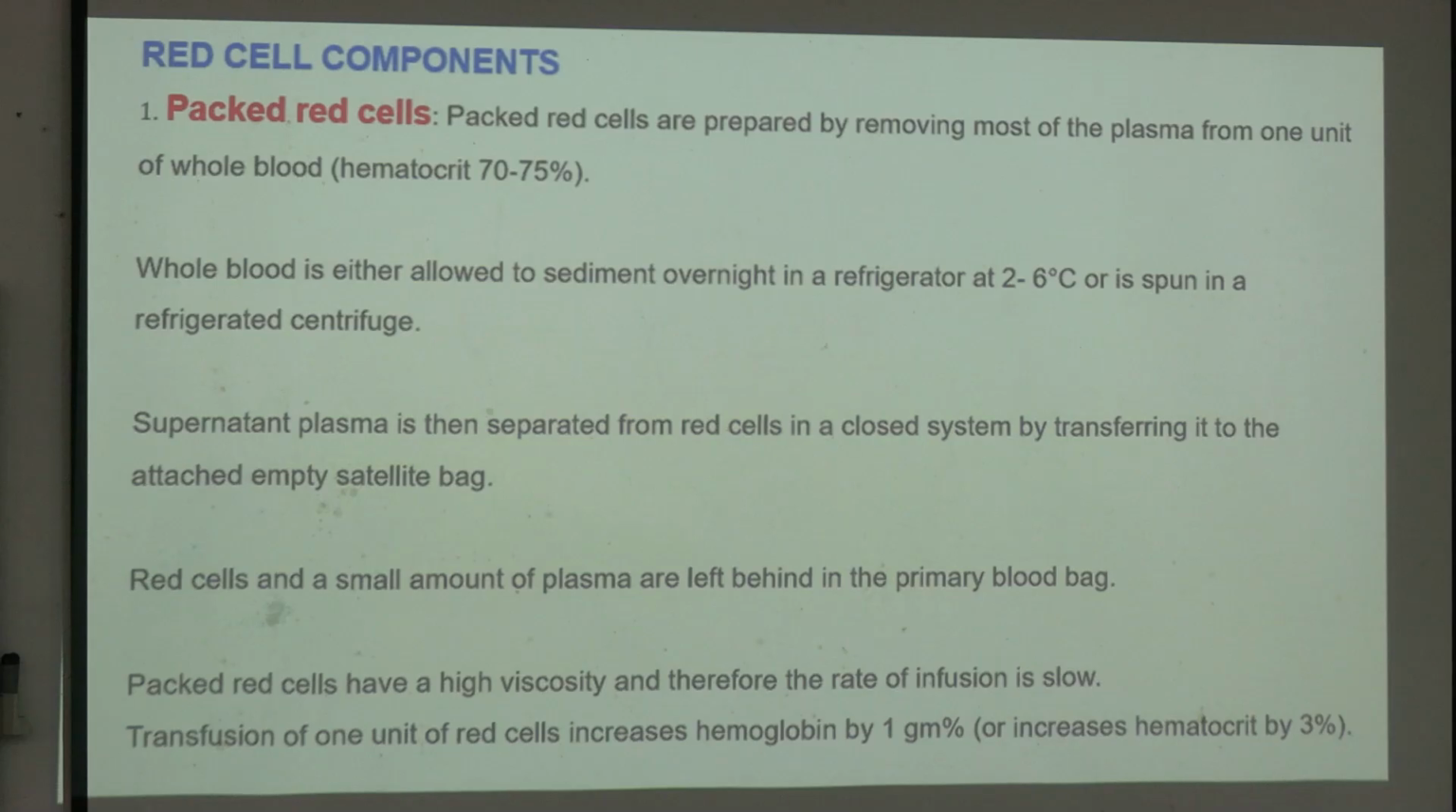Packed red cells have a high viscosity and therefore the rate of infusion is slow. And transfusion of 1 unit of RBC increases hemoglobin by 1 gram%. You should remember that 1 unit of packed red cells increases hemoglobin by 1 gram%.